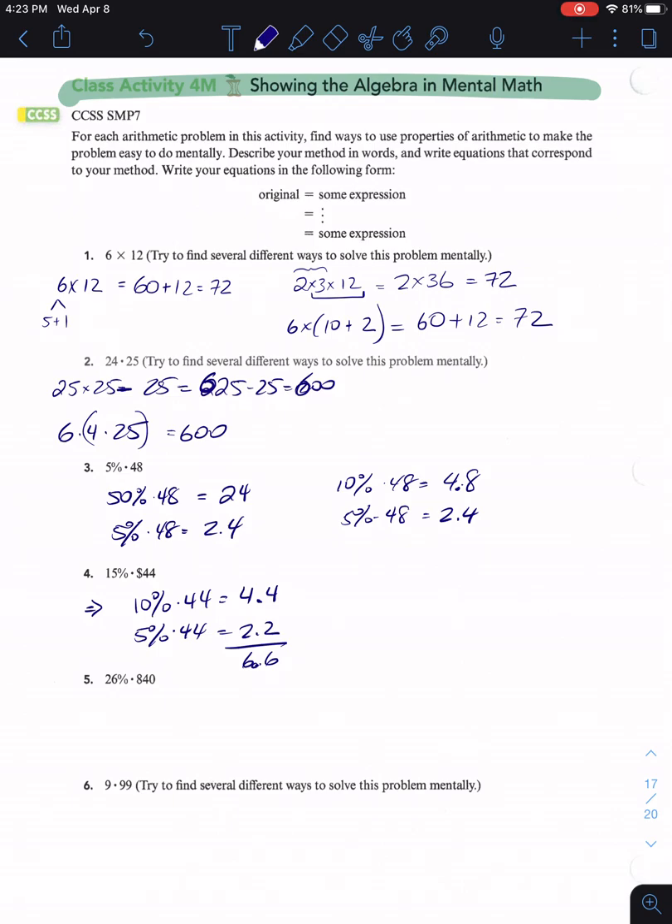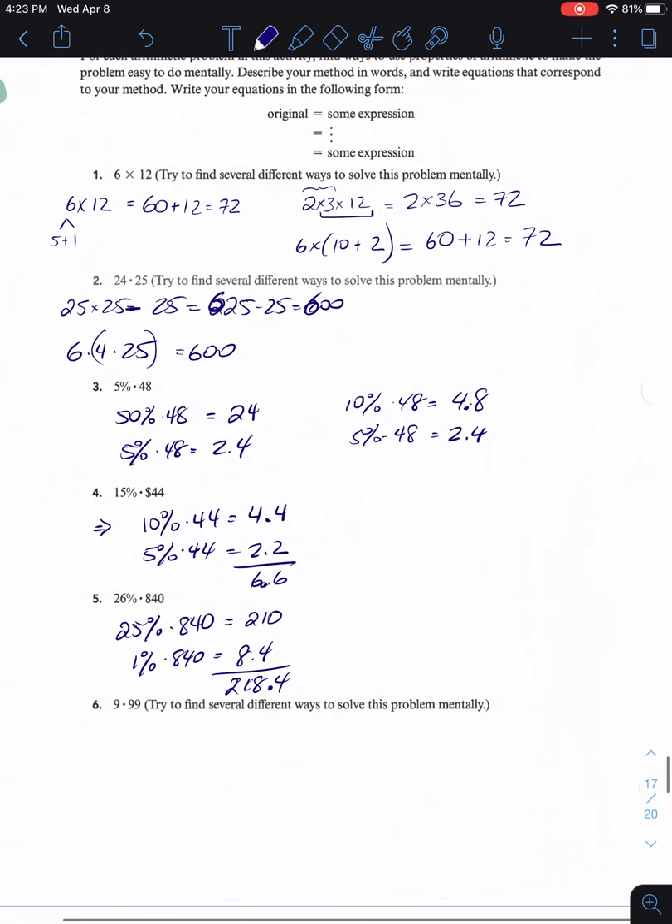How about 26% of 840? Well, 25% of 840 is a quarter of 840. What's a quarter of 840? Right? 210. And then what's 1% of 840? 8.4. So we have 218.4. Not a calculation that you thought would be easy to do in your mind, but it actually is pretty straightforward if you're able to play with the numbers and make the calculations simpler.